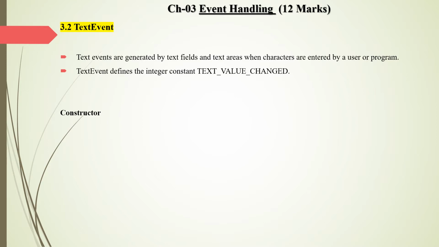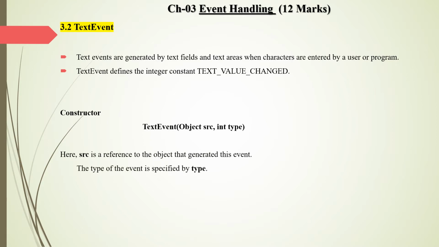Then we see the constructor of TextEvent. The TextEvent constructor has two parameters. The first parameter is Object source and the second parameter is type. Source is the reference to the object that generated this event. Simply, if a text field generates the event, that object is passed as our first parameter, and the type of the event is specified in the second parameter, type. So this is the simple constructor of the TextEvent class.